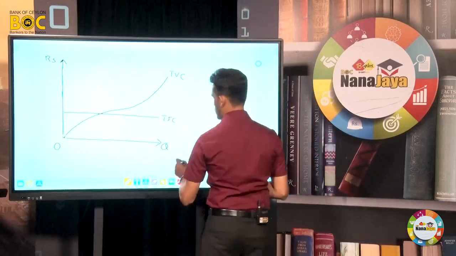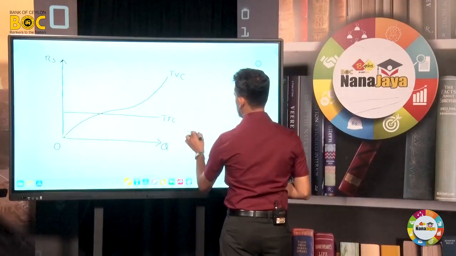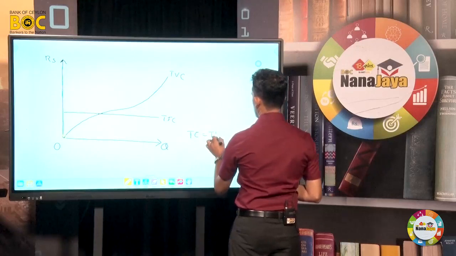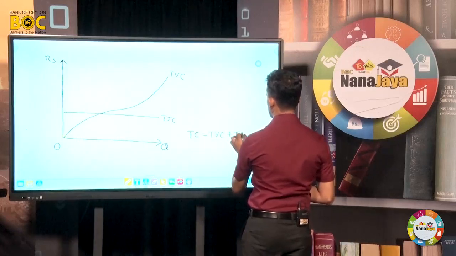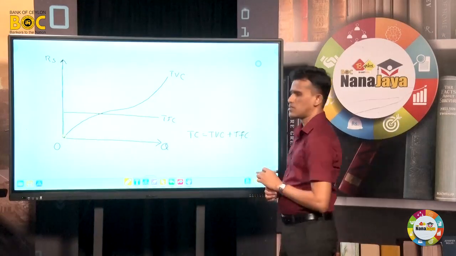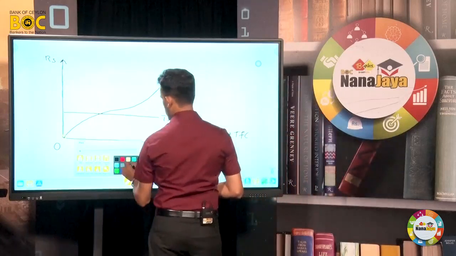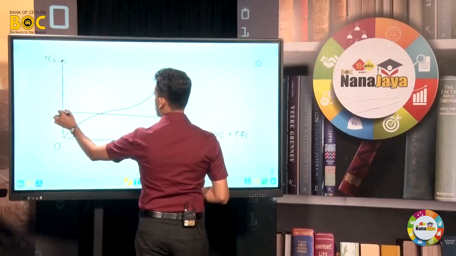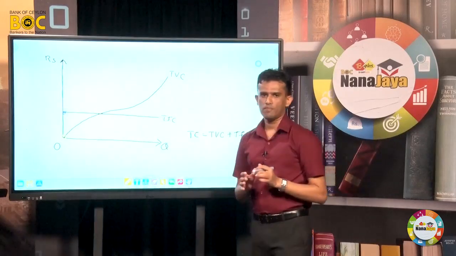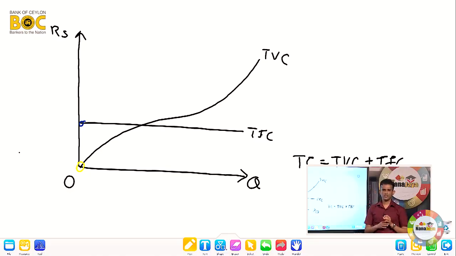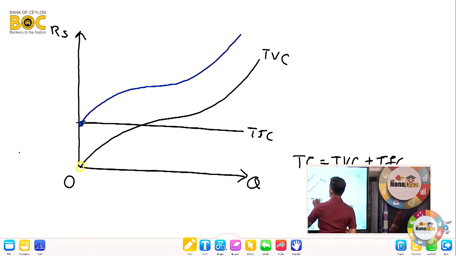And then the total cost is the sum of total variable cost as well as the total fixed cost. Therefore, the short run total cost curve starts from the total fixed cost, because when the level of production is 0, the variable cost is 0 and only the fixed cost is incurred at a 0 level of output. Therefore, at 0 output, the total cost is equal to the total fixed cost. So the total cost curve starts from the total fixed cost and moves parallel to the total variable cost curve.